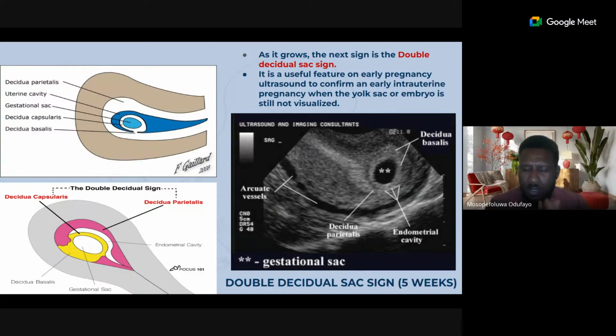The first thing that we use to detect the direct sign of a pregnancy is the sac. The second thing we need to determine pregnancy is what is surrounding the sac. Then the third thing we will use to determine the pregnancy is what is inside the sac. That's one thing you should note. So what's the double decidual sac sign?